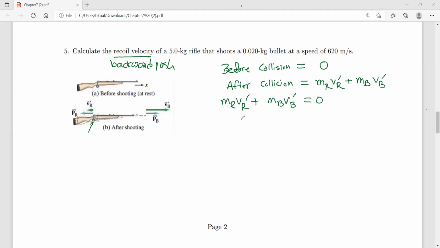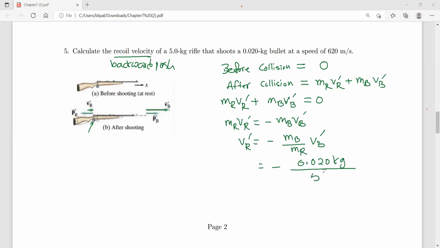We have to calculate the recoil velocity of the rifle. If I solve it for VR prime, it gives me something like this. Here the bullet's mass is 0.020 kilogram, the rifle's mass is 5 kilogram, and the bullet's velocity is this. If I plug all these values into my calculator, it gives me something like this. So the velocity is in this direction.